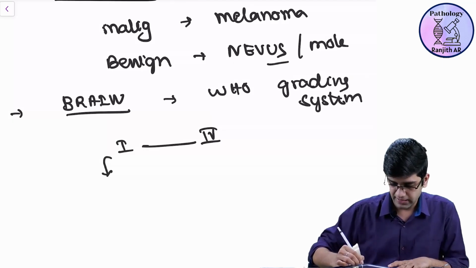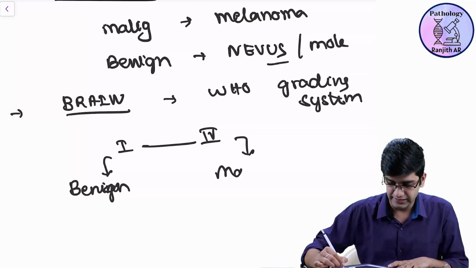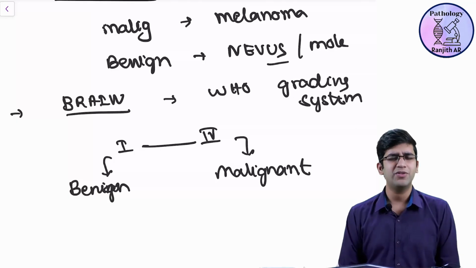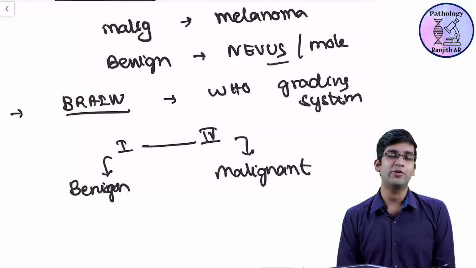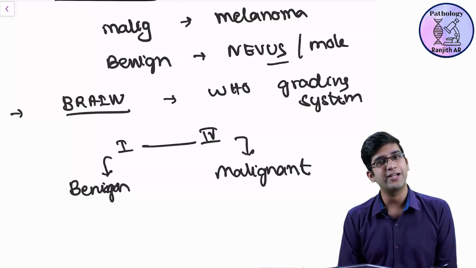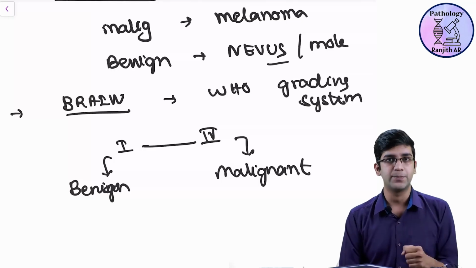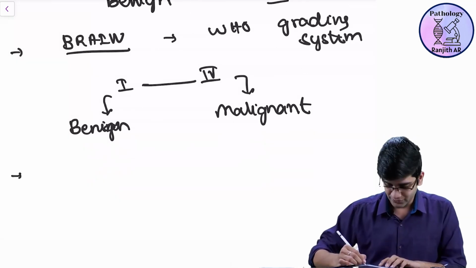Grade 1 tumors are always benign in nature. Grade 4 tumors are always malignant in nature. When we come to CNS tumors, we will learn how to grade them. It's very simple, with a simple mnemonic. We'll look at pictures and grade tumors too. That's about brain. Again, an exception. The third exception is the most beautiful one.